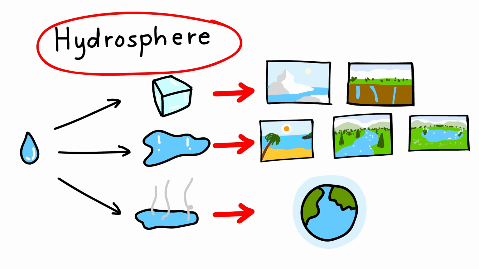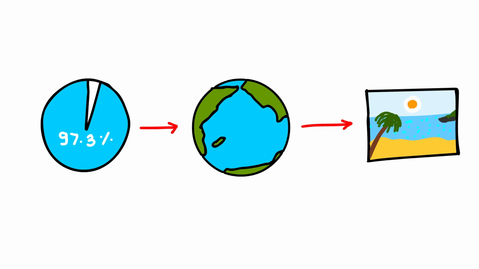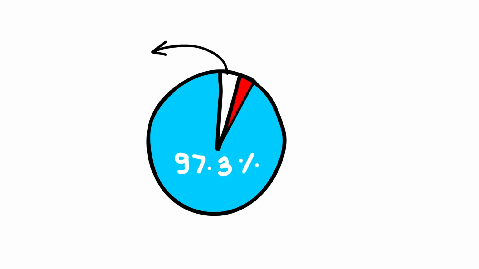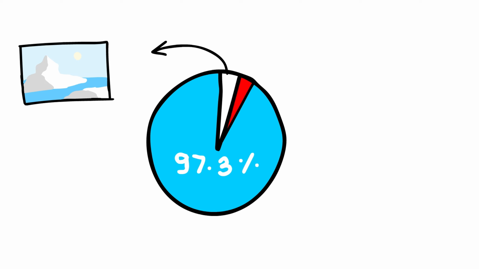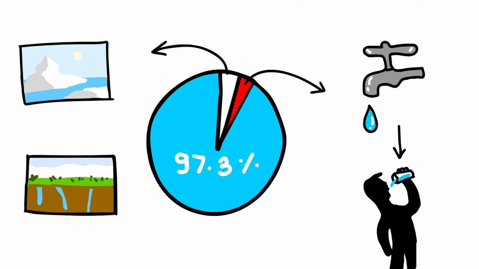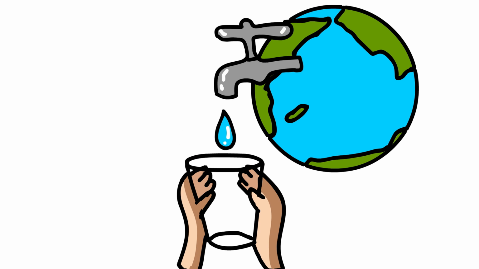All comprise the hydrosphere. More than 97% of the Earth's water is found in the oceans and is too salty for human use. A large proportion of the rest of the water is in the form of ice sheets and glaciers or under the ground, and a very small percentage is available as fresh water for human use. Hence, despite being a blue planet, we face a shortage of water.